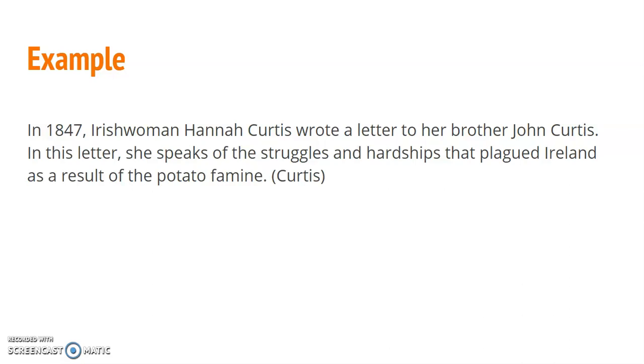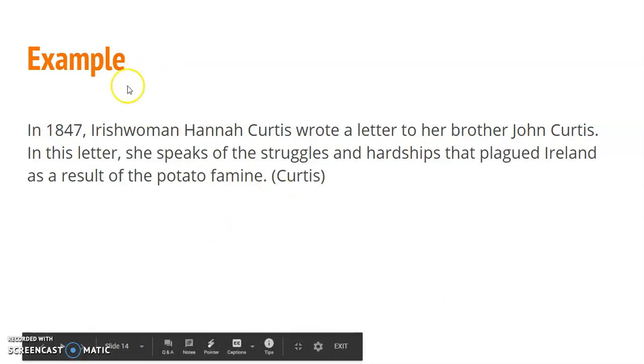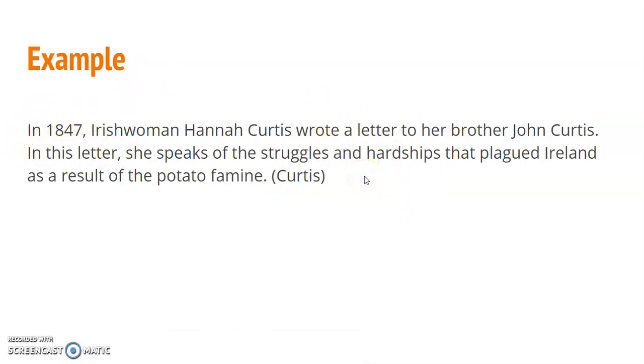Okay, so I did a lot of things in a very short amount of time, right? Just from this introduction, you know that this letter was written in 1847. You know that it was a letter, so that lets you know it's a primary source. You know that this woman, Hannah Curtis, made it. You know that she's an Irish woman. You know that she wrote it to her brother John. And you know that she wrote about the struggles and hardships of the potato famine, right?